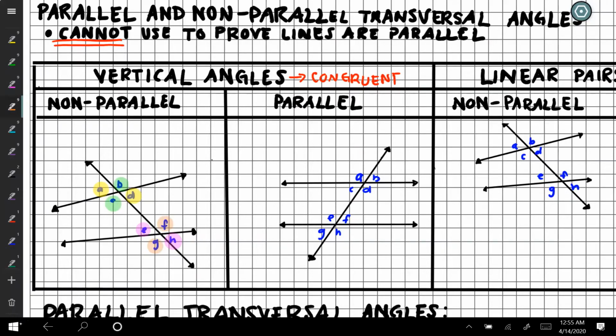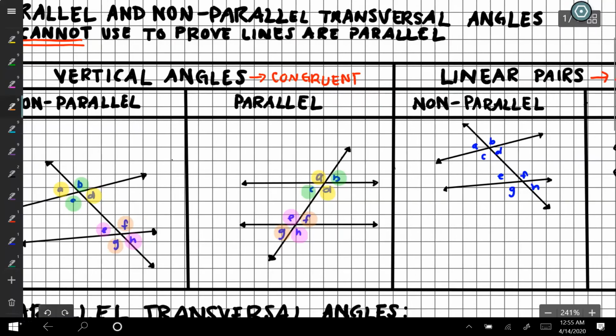Alright, so now we're going to go through and label them the exact same way on our set of parallel line angles. Angle A and angle D are vertical. Angle C and angle B are vertical. Angle E and angle H are vertical. And angle G and angle F are vertical. So if we notice, we have the same angles that are vertical in both the non-parallel and parallel examples, which is why we can't use vertical angles to prove that lines are parallel, because those angles will be congruent even when the lines are not parallel.